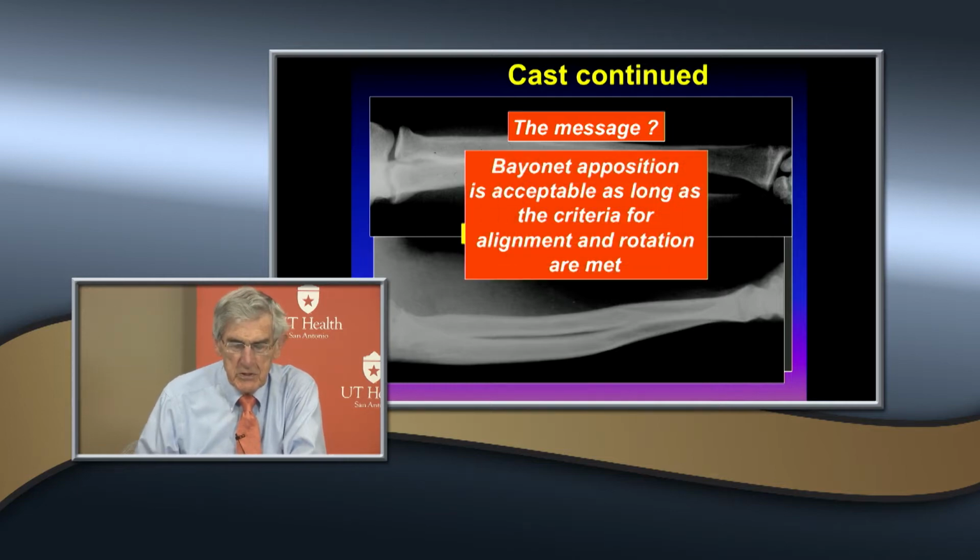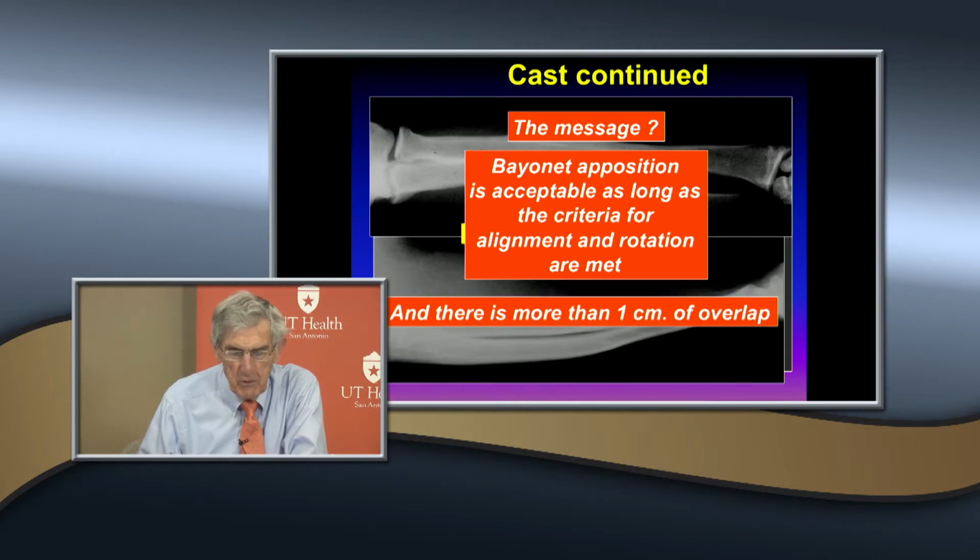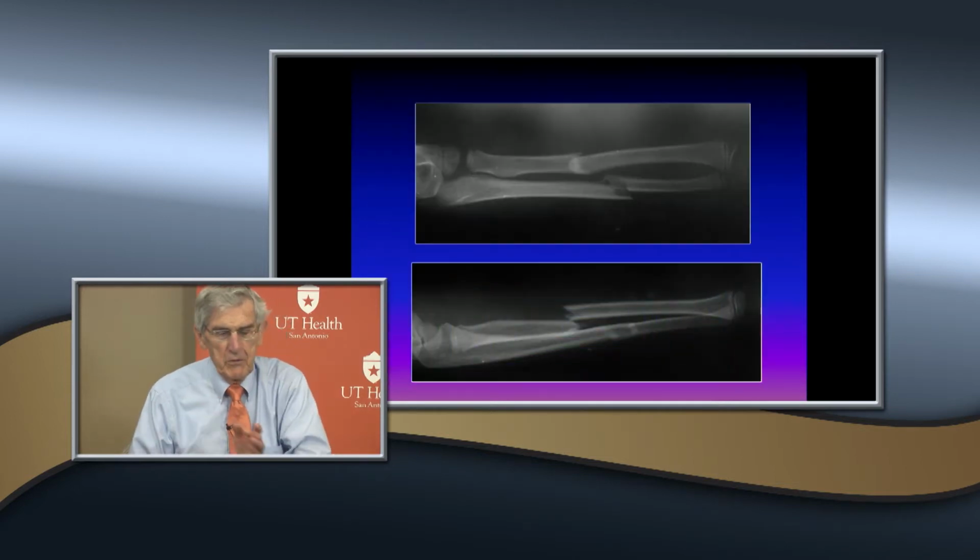So the message is, bayonet apposition is okay as long as the criteria for alignment and rotation are met, and you have no more than about a centimeter of overlap. But you have to watch it very carefully. You have to correct both of them.